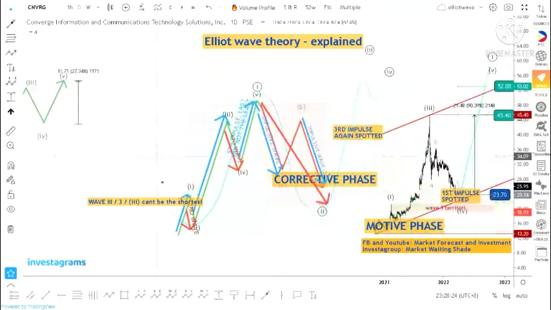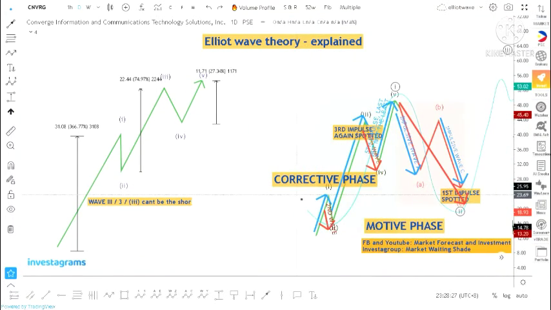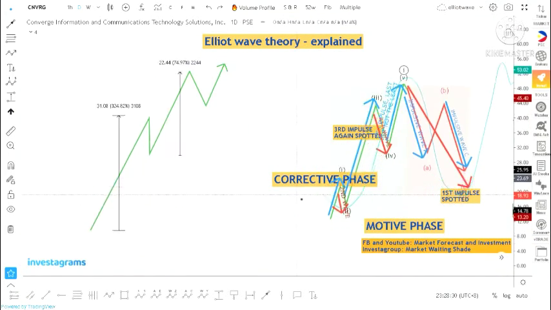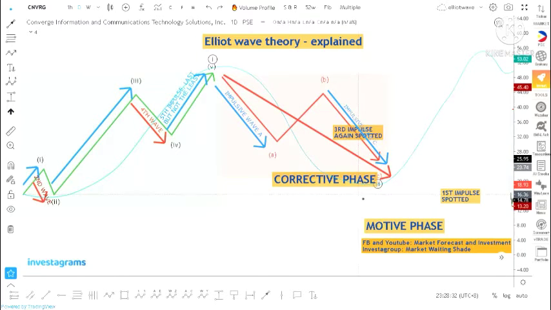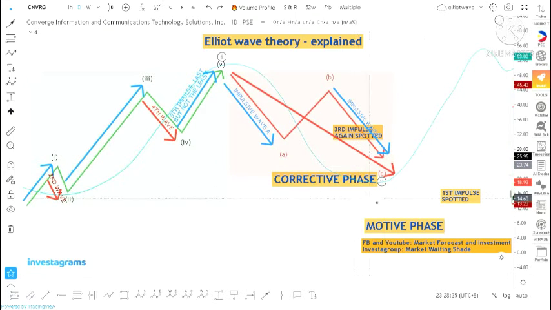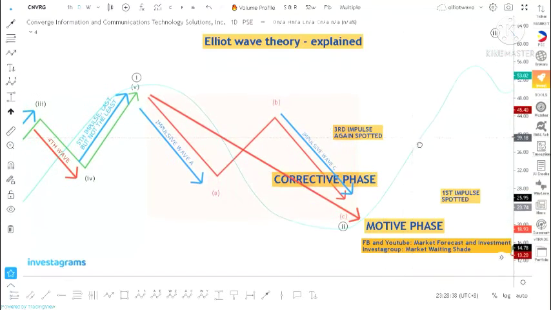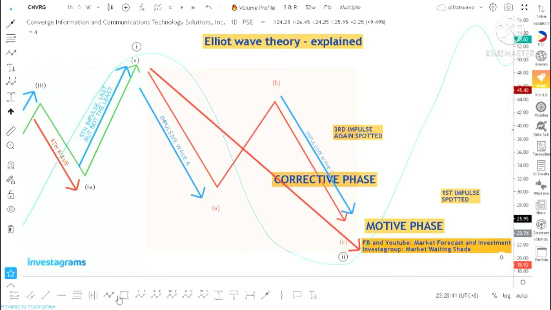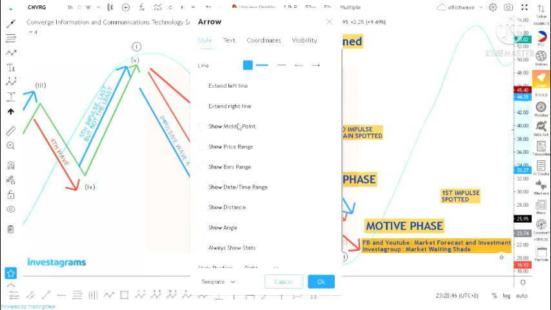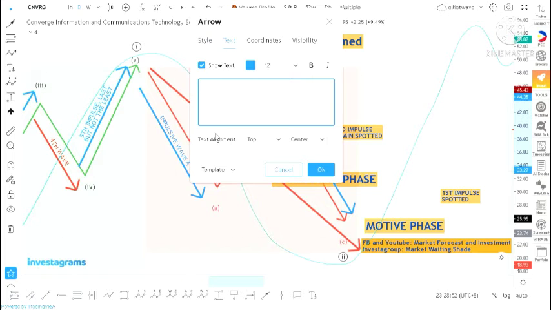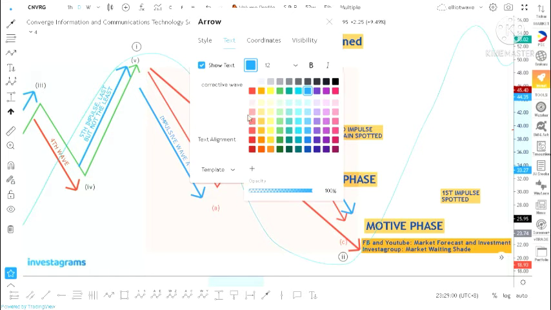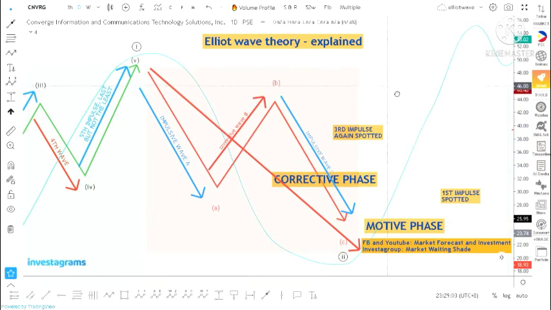We will continue first with our corrective phase where we left off. Okay, so here the last wave now is our wave B. So what is wave B? Wave B is directed to the opposite, right? Our wave B is directed to the opposite of this corrective phase. So we label this as a corrective wave B, in red for a better illustration.